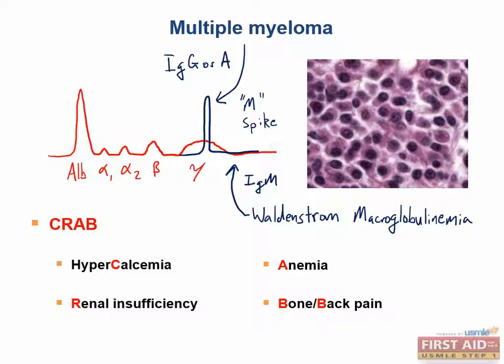These patients will present with serum hyperviscosity symptoms like mucous membrane bleeds, headaches, visual changes, seizures, and strokes or comas due to an increased viscosity of their blood from all the extra protein. In contrast, patients with Waldenstrom's macroglobulinemia will not have lytic bone lesions on their X-ray.